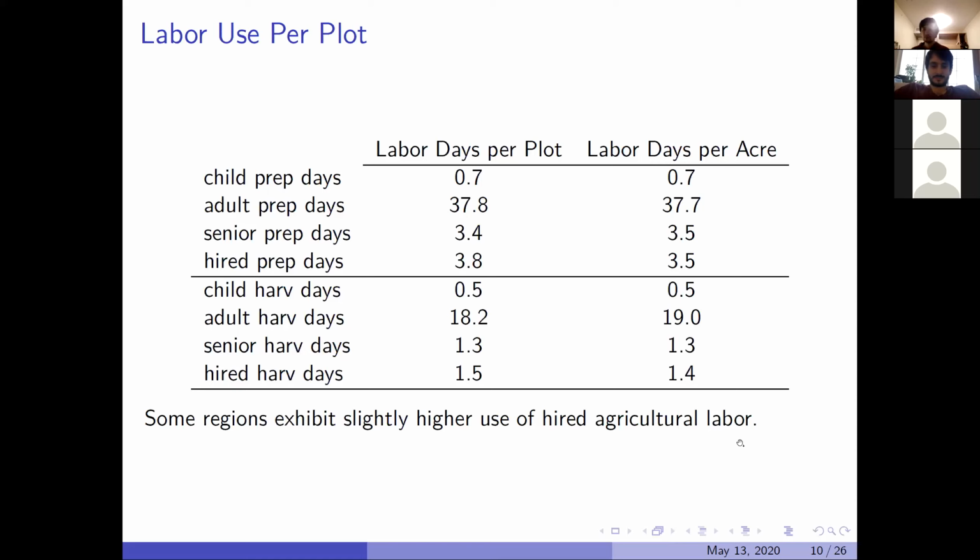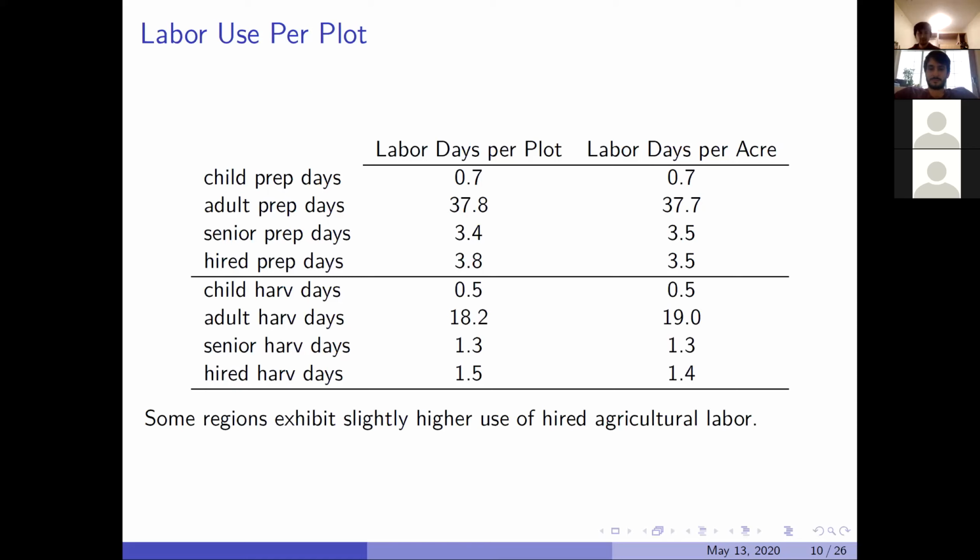And then I have it also per acre, but because the average plot size is about an acre, this doesn't make much difference. And we see that adult preparatory days are the highest. The preparatory season is about 3 times longer than the harvest season. So if you just do a little bit of math there, you see that per period it would be a little bit smoother. The adult prep days look bunched up because I've aggregated 3 types of labor that are not harvest labor.